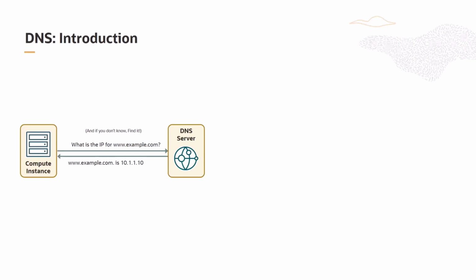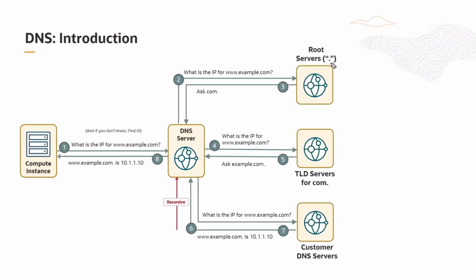Now what the DNS server is then going to do is reach out to these root servers or dot. And it is going to ask the root servers, what is the IP for www.example.com? This root server is going to return a response and it says ask .com. Now the DNS server is going to ask the top level domain. TLD stands for top level domain. It is going to ask the TLD servers for .com, what is the IP of www.example.com. Now the TLD server is going to tell the DNS server to ask it to example.com.